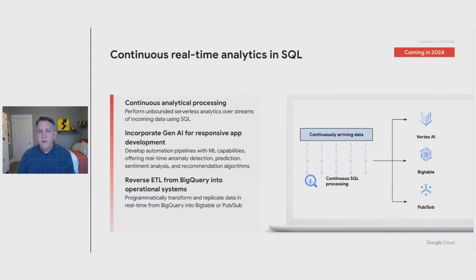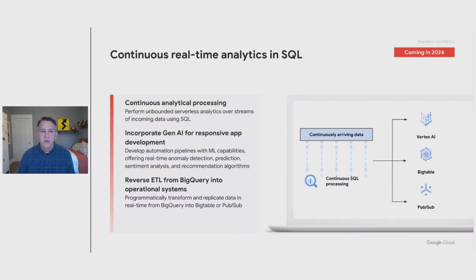Continuous queries is a new feature that unlocks continuous analytical processing via SQL. Now, previously, when you were using streaming data ingestion, you'd have to schedule periodic queries to process the data as it lands within BigQuery. With continuous queries, you can run an unbounded SQL query, which continuously processes the data as it arrives.